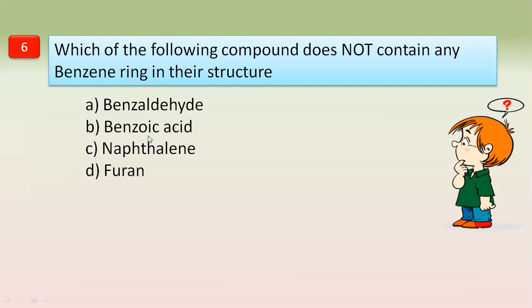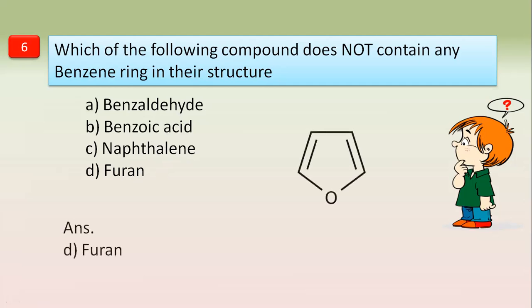Benzoic acid, C6H5COOH, also contains a benzene ring. Naphthalene contains two hexagonal rings, two benzene rings, and therefore all of them contain a benzene ring. But furan does not contain a benzene ring in its structure. See, this is the structure of furan, which does not contain a benzene ring. Benzene ring means hexagonal ring, and therefore the correct option is furan.